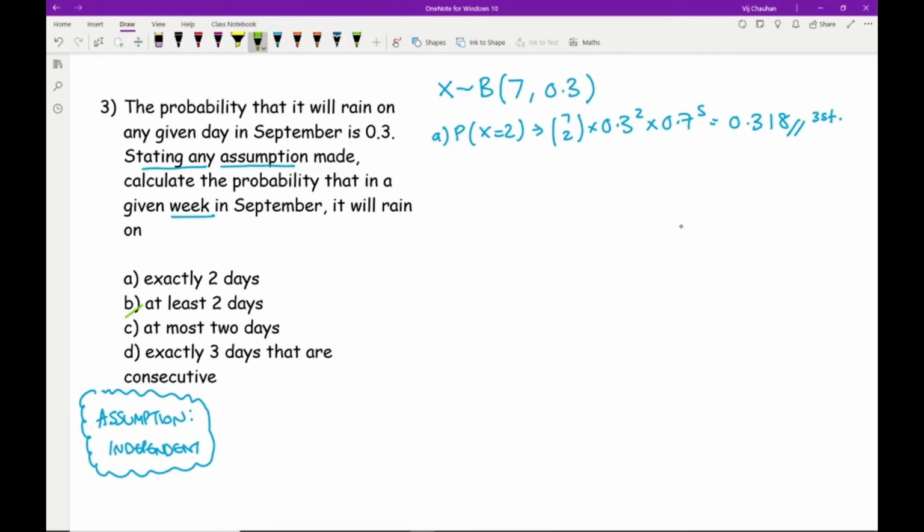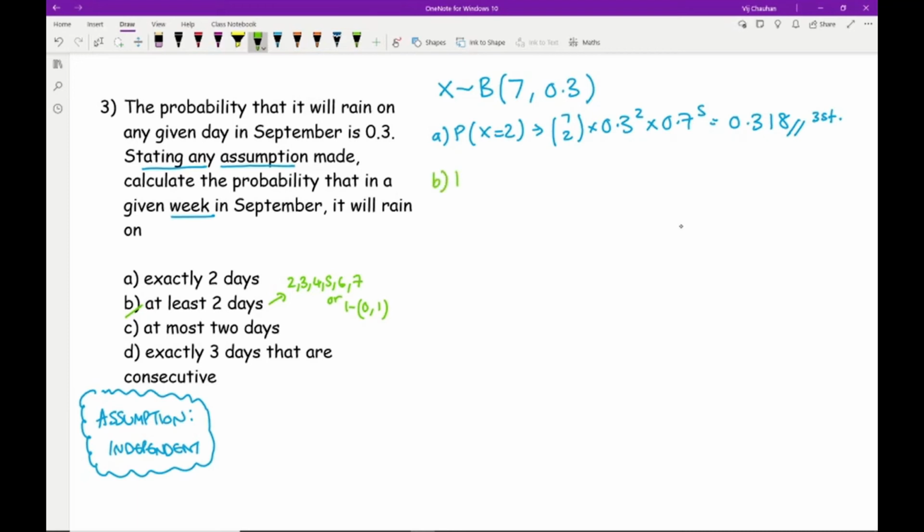Now for B, let's do another colour. At least 2 days is basically including 2, 3, 4, 5, 6 and 7. So I've got to work out each of those 6 potential probabilities and add them all together to get the answer to B. An alternative is to work out what I don't want. What I don't want is 0 and 1, so 1 minus the probability of it being 0 or 1. So it's either working out 6 probabilities or 2 probabilities and taking it away from 1. The latter is definitely the option I'm going to go for.